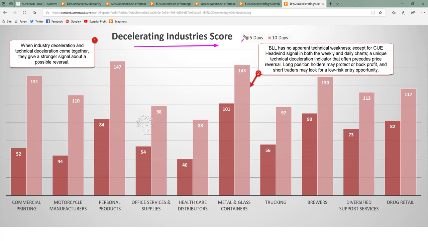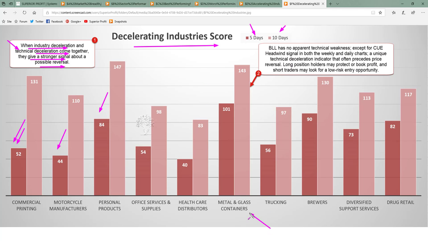Decelerating industries, these are losing momentum. We are looking at their 5 days and 10 day scores. For all of them, the score dropped significantly, showing that they are decelerating. You are going to look for shorting opportunities in the decelerating industries. And when industry deceleration and technical deceleration come together, they give a stronger signal about a possible reversal. The technical deceleration can be identified using the headwind signal.